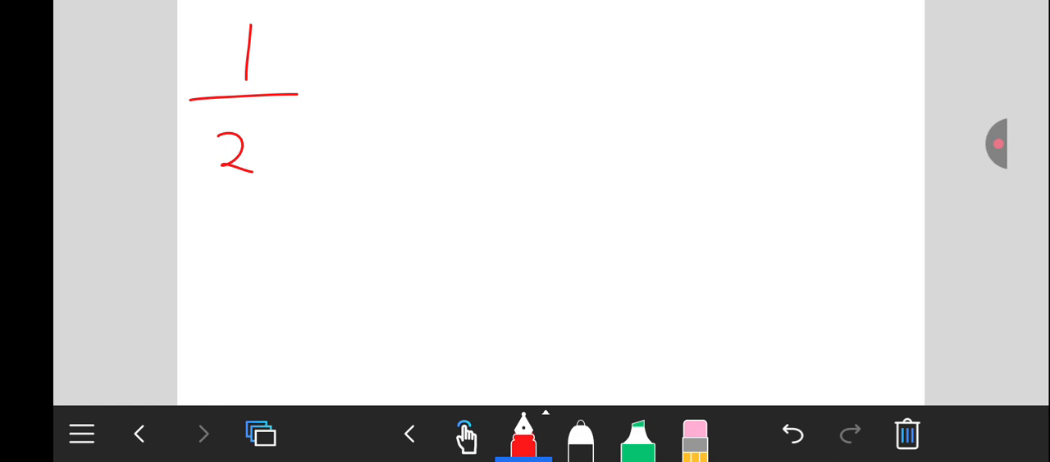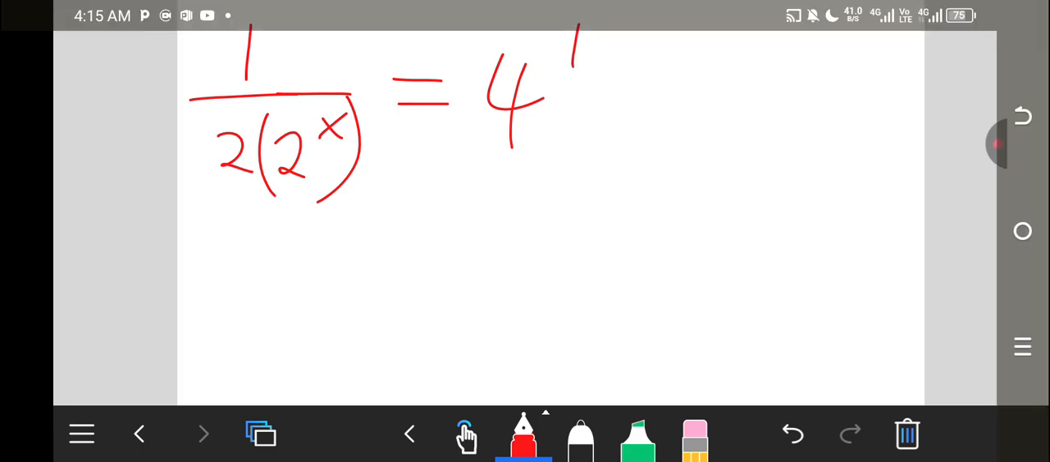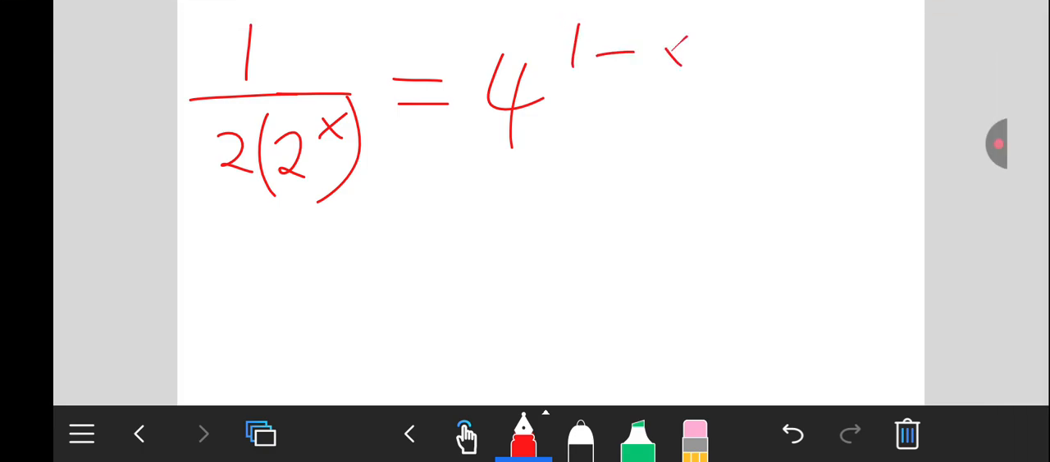Actually, let me just check the actual question. Okay, the actual question had on the denominator 2 to the power x, not multiplied by half. It was 2 to the power x just as a denominator. Okay. So it's equal to 4 to the power 1 minus x. So let's solve this one.